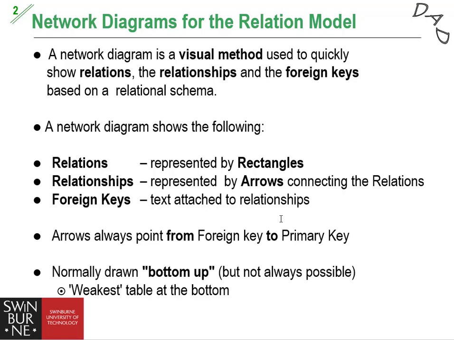relation. Now when you're drawing the network diagram, you need to remember that arrows are always pointing from the foreign key to the primary key, right? It's pointing from the foreign key to the primary key. As a rule of thumb, normally we draw the network diagram with the weakest entity, right? So we use the bottom up approach. The weakest table basically comes at the bottom.